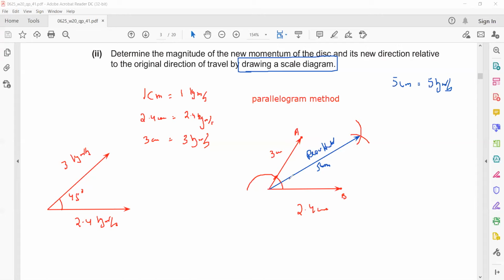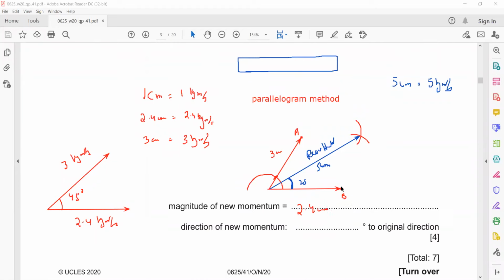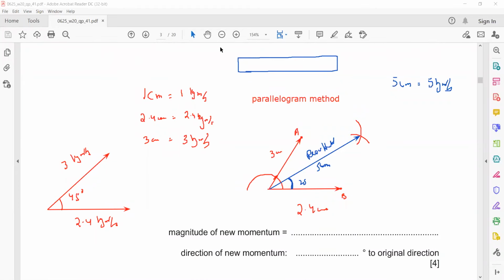So you will measure the angle. For example, if this angle is 25, you will write that as 25. So the answer will be 5 kilogram meter per second and the direction from original is 25.